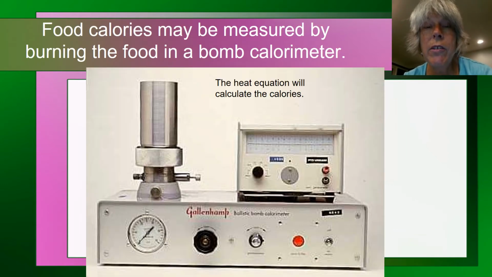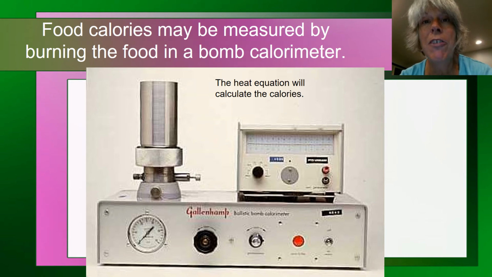The way that we'll use our heat equation is to look at what happens when a food burns and how we can calculate the number of calories that are given off by that food when it burns. Now, if we were doing this in a food science lab, we'd have something called a bomb calorimeter. We'd put our food in there, we'd add a little bit of an oxidant to make the food burn, and then the machine would measure the amount of calories given off.